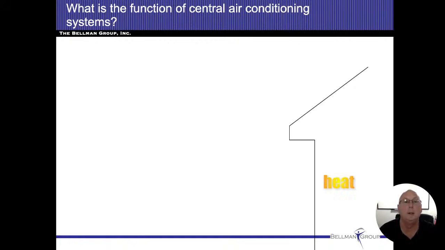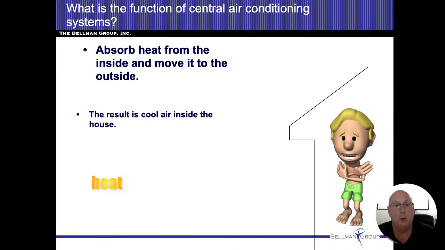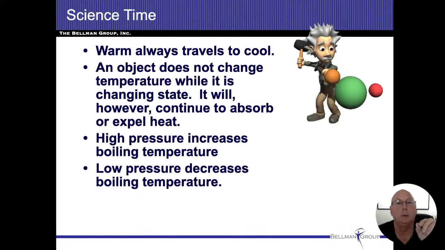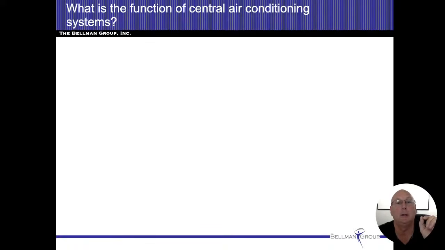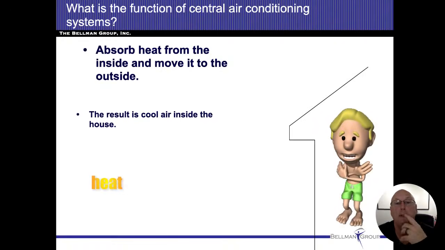All right. So a lot of what happens with air conditioning, I guess, the main goal is we want to absorb the heat from inside the house, and then we want to move that heat to the outside of the house, and the result of that is going to end up being we feel cool inside the house. All right. So how do we do that? We have to do a little bit of science.